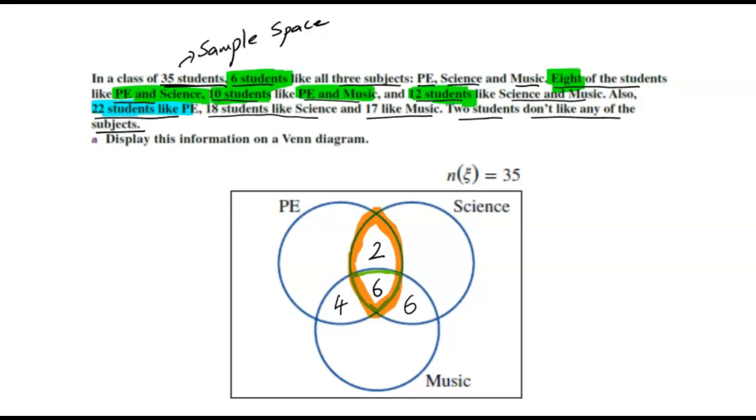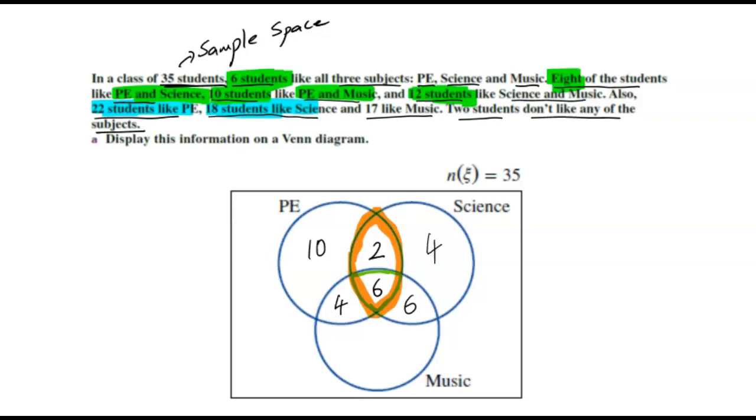22 minus 12, which is going to give me 10 students. Right, the second part, 18 students like science. I already have 6 plus 6 plus 2, which is 14 students. So I'm going to be left with a remainder of 4.